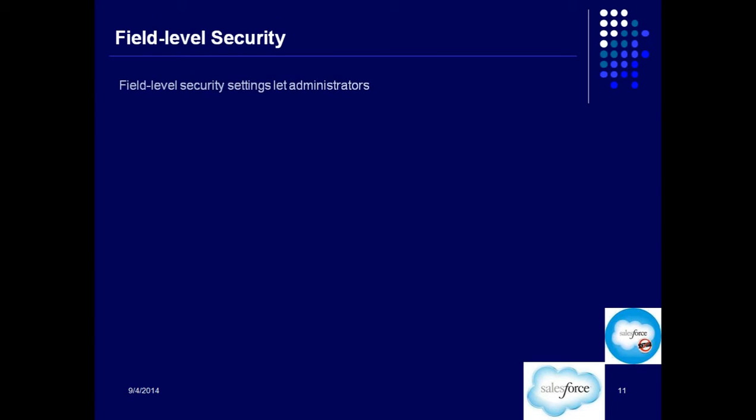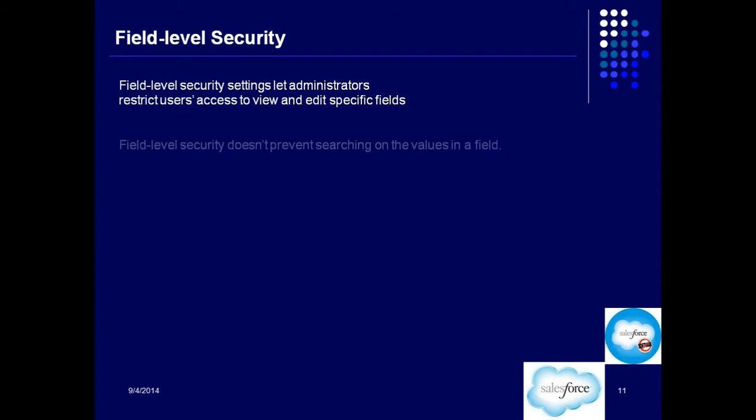So this is field level security. Field level security settings let administrators restrict users' access to view and edit specific fields. So which user can see and edit which field can be controlled through field level security. Field level security doesn't prevent searching on the values in a field. So they can do a search, but they cannot see the field values.